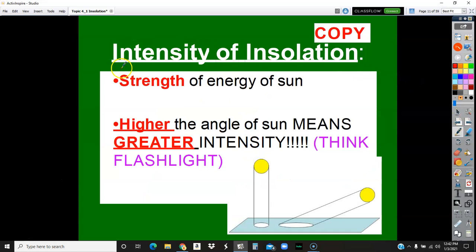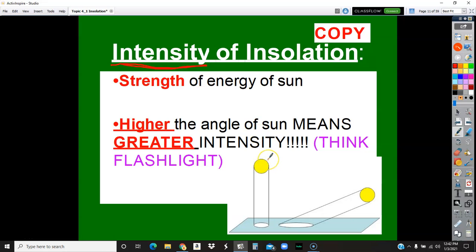The word intensity means strength. So when you see intensity of insolation, right? We've covered a few words here. Insolation just means sunlight, or energy that we're receiving from the sun. Angle of insolation is the angle at which that sunlight is hitting that surface. And then intensity is the strength of the sun's energy.